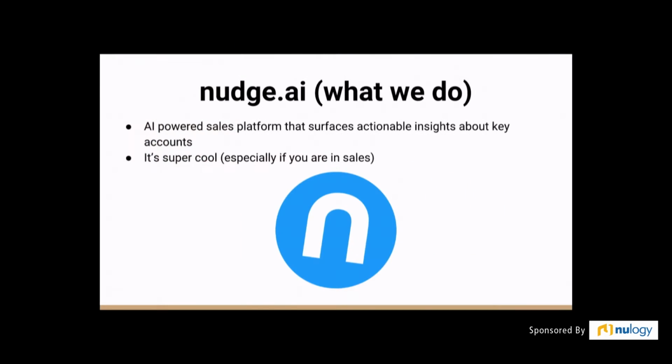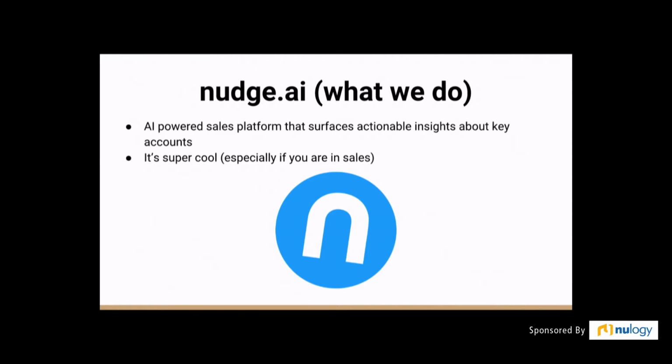A little bit about what Nudge does. We're an AI-powered sales platform. So what that means basically is that we have a ton of data and we try to present that data in a consumable way to our users. We're taking your network, we're giving you insights, we're giving you all sorts of actions to take on those insights. It's really cool if you're in sales. It's also really cool if you're just in general a person who cares about managing your network.